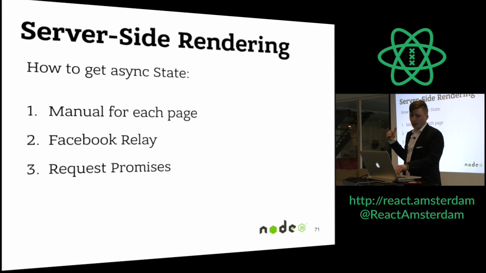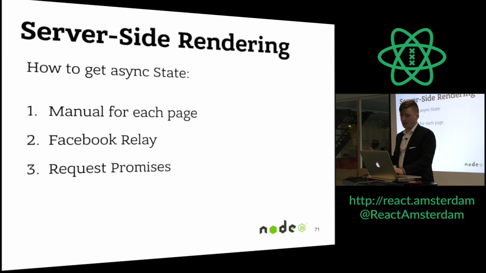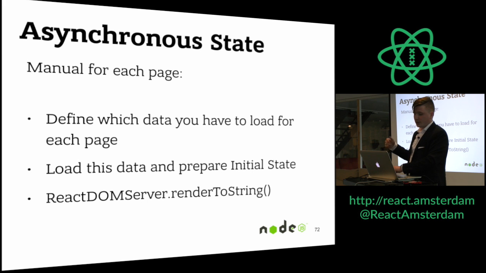To get this async state, we can use one of these ways. For example, we can load this data in manual mode for each page. We can use declarative data fetching, such as Facebook Relay, and we can organize request promises. I will describe that later.